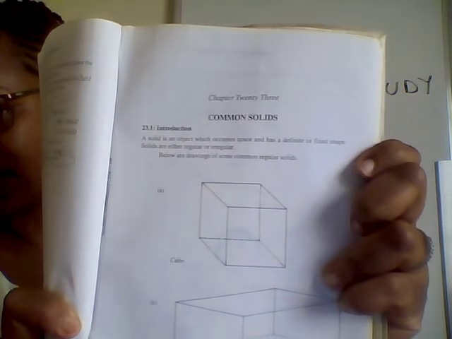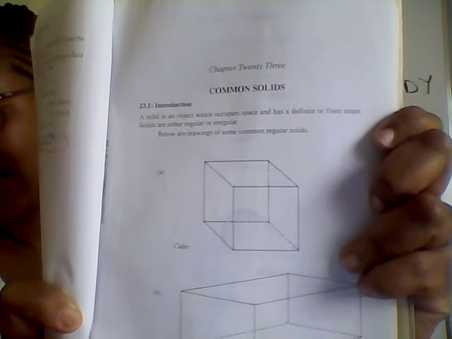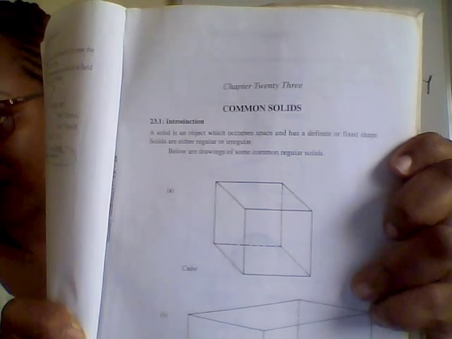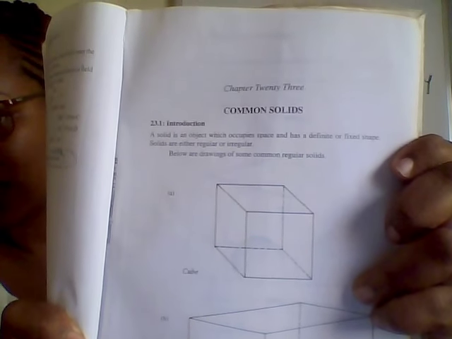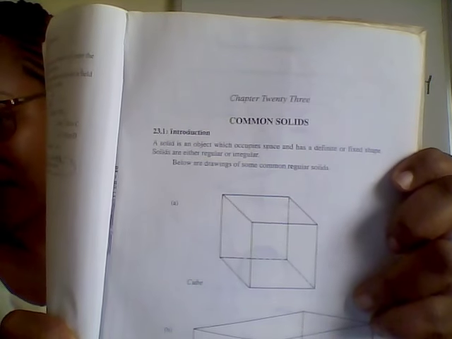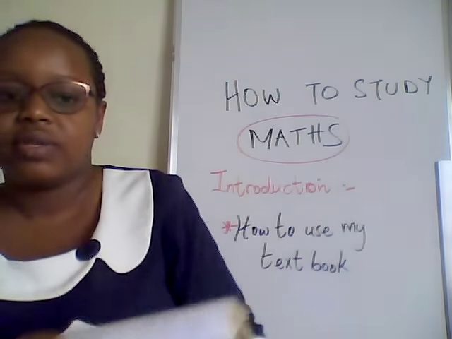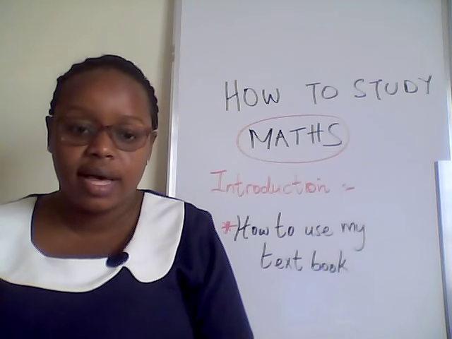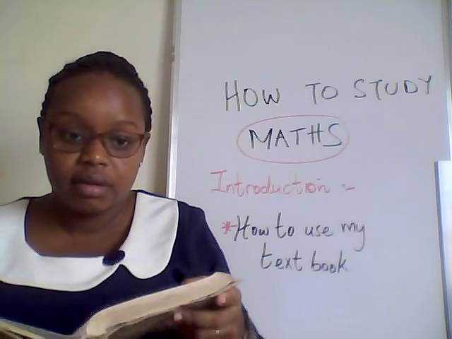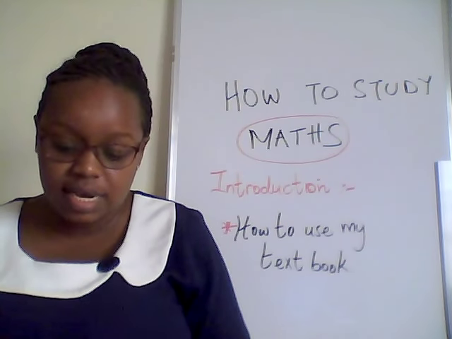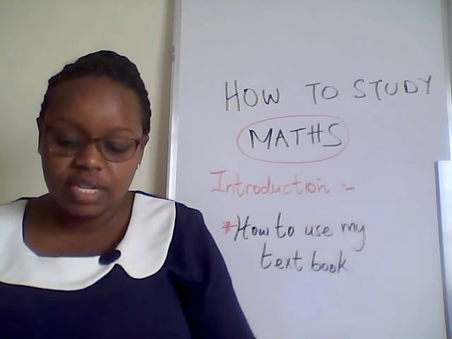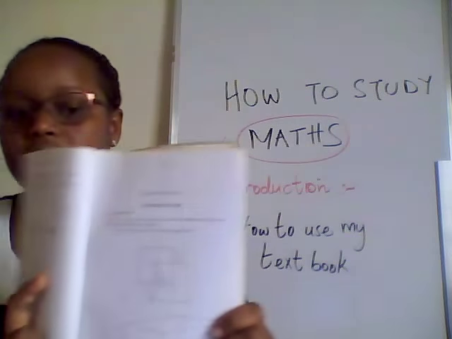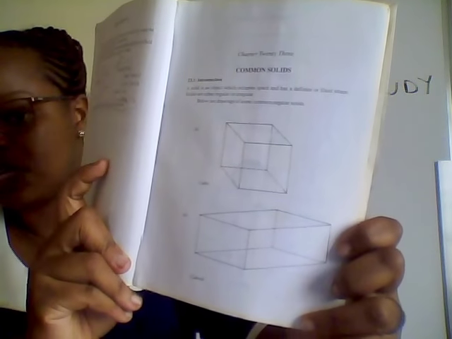introduction, and it actually tells you that a solid is an object which occupies space and has a definite or fixed shape. Solids are either regular or irregular. You see, even if I did not know what common solids were, by this time when I'm reading my textbook, I can tell what common solids are because the definition has been given there. And actually even gives you the shape. See that? Tells you what a cube is.